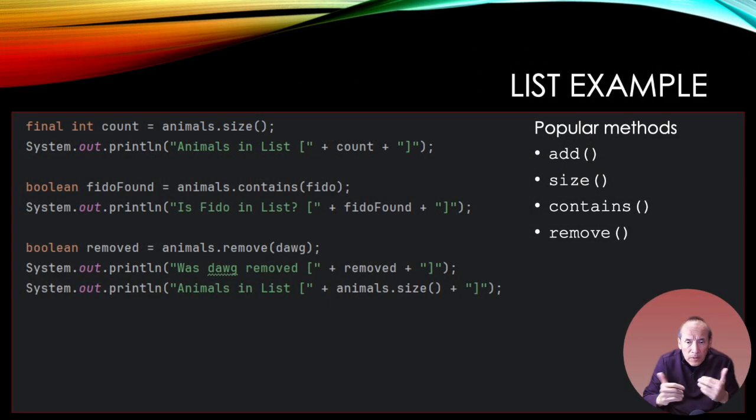All right, what are some of the more popular methods from the list interface? Everybody's favorite, size: how many are in there? Contains: you're going to give it an object. Does this list contain that object?